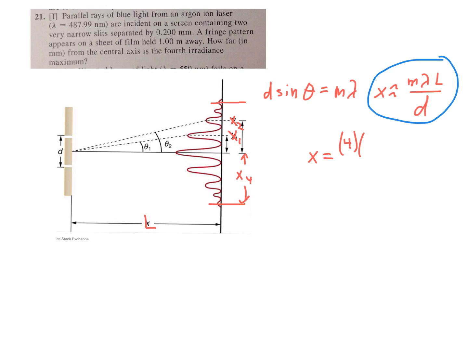Lambda is blue, 487.99 nano, so don't forget to put times 10 to the negative ninth in your calculator. L is how far away the screen is, 1.00 meters, divided by D, 0.2 millimeters, so that's 0.0002 meters. Got to make sure you're in meters, or if you want, put 0.2 times 10 to the negative third meters. So that should give you the answer for x.